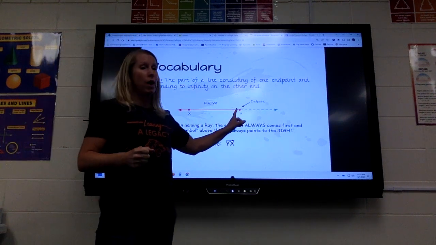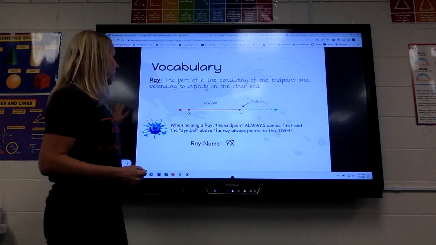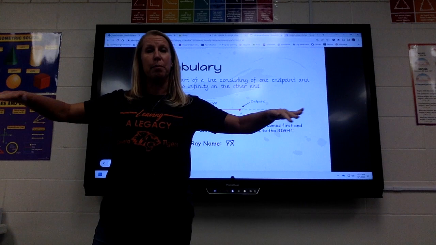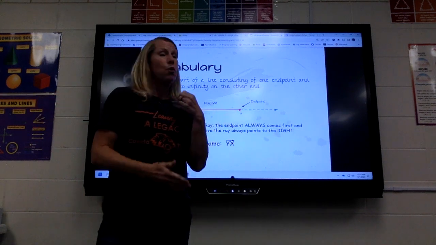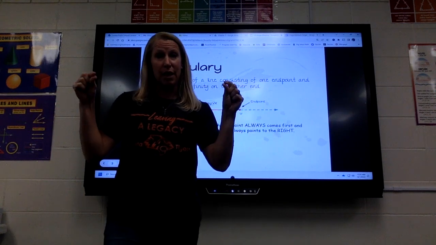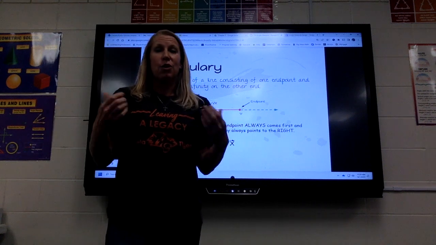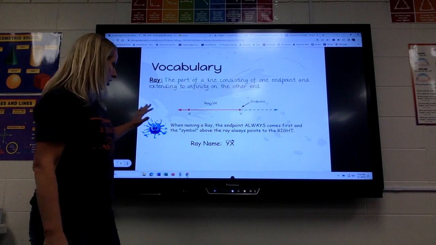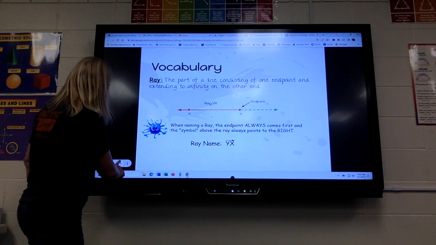So a ray has one endpoint, and then it goes forever in the other direction. So we've talked about lines. Lines go in both directions forever and ever. We've talked about a segment. A segment has two endpoints. So a ray is kind of a combination of both. It has one endpoint and the other side goes on forever.